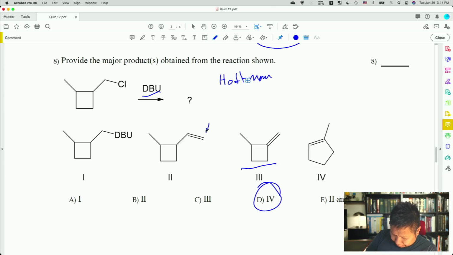I don't know why there's an extra carbon here, so that's why that one's wrong. This one has a double bond in the wrong place, and DBU does not act as a substitution product. So it's definitely structure 4. Okay.